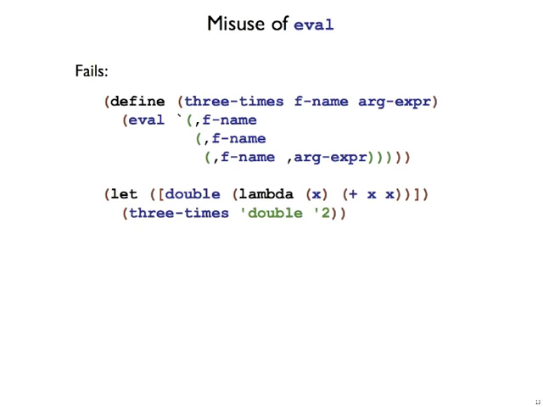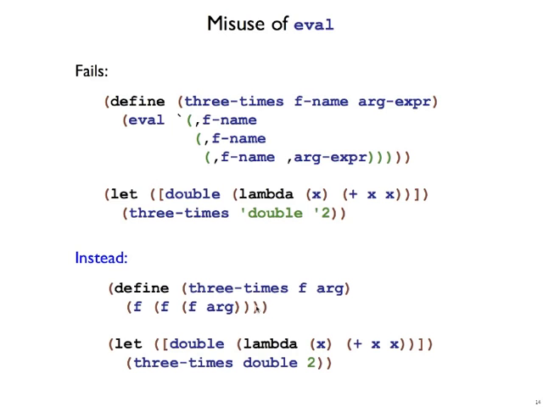And finally, here's another reason why eval is bad, not only because it could be written more succinctly using functions, but here's a case where I have a locally defined function and I try to pass in that function name to 3-times. And for the same reason we just saw, this isn't going to work. When the name double goes in here, eval is starting with an empty environment, and so it can't see the double that was bound way out here. So again, what you should just do is have 3-times take a function, and then it's perfectly fine to pass a locally bound function in to 3-times that way.